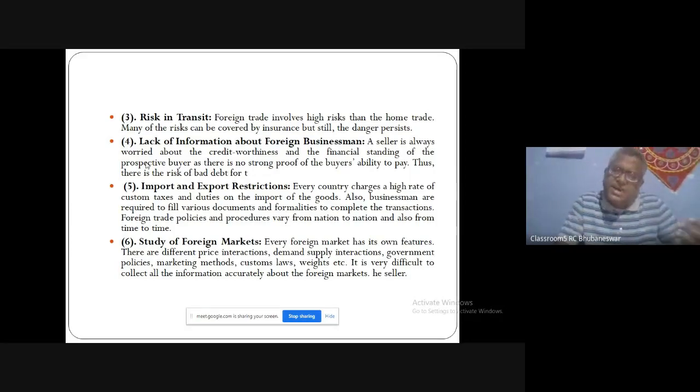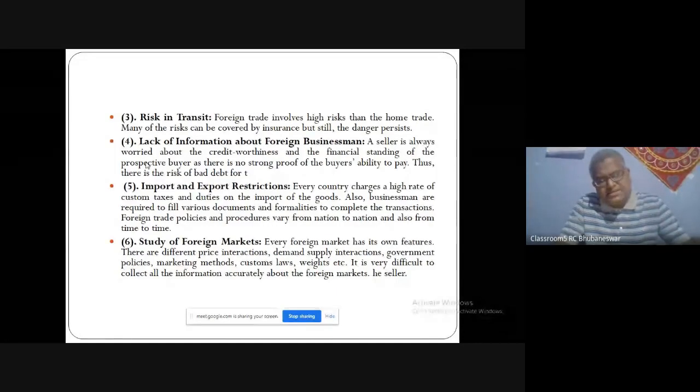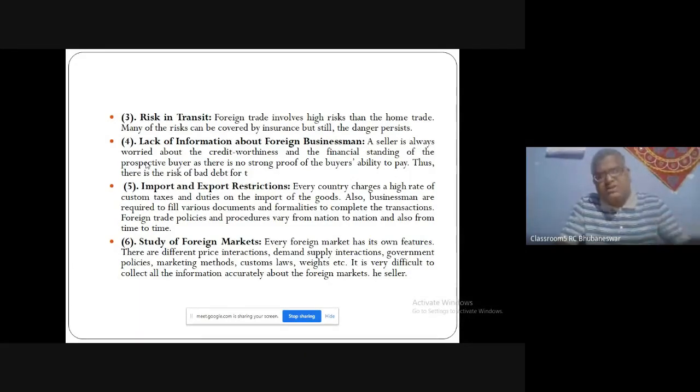Sometimes foreign market position also changes due to different price interaction, demand and supply interaction. How is the price determined? When demand and supply interact at one point, then the price is determined. And some government policies, marketing, customs laws, and threats are there, through which international business, trade and commerce face some difficulties.